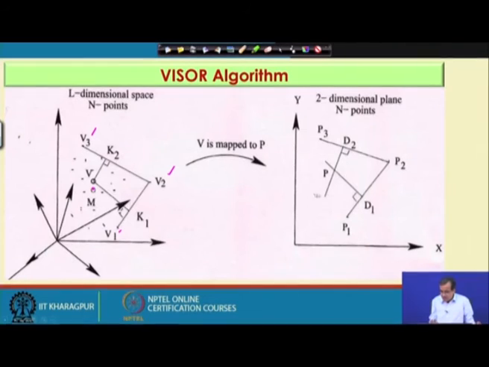Now, the first circular arc could be approximately something like this, the second one something like this, the third one something like this. So, we can find out 3 such circular arcs. Now, once you have got these 3 circular arcs, I can also calculate the Euclidean distance between V1 and V2 and that between V2 and V3.